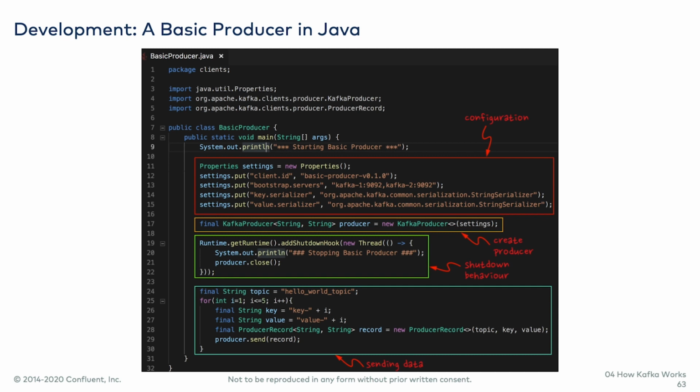You also have to tell the client the type of the key and the value. In this case, they're both strings, but it has to know how to take your language types, whatever those objects are in your language of choice, and serialize them into the bytes that it's going to send across the wire to the Kafka cluster. And that's what those serializer configurations are there for.